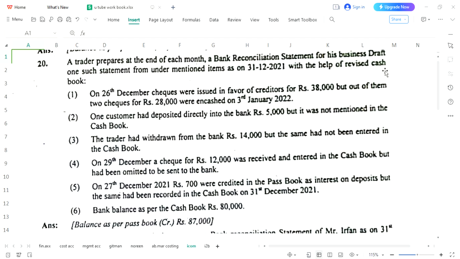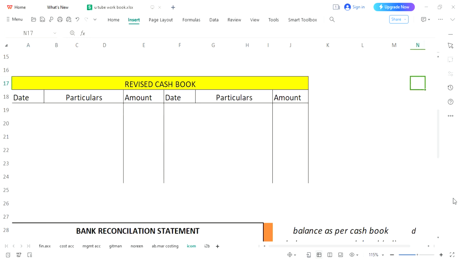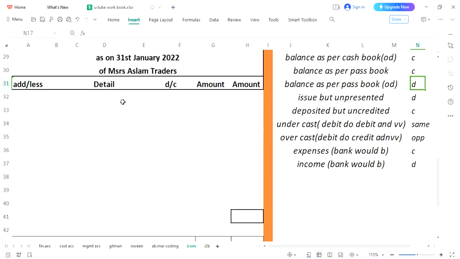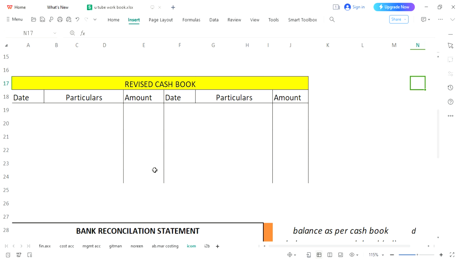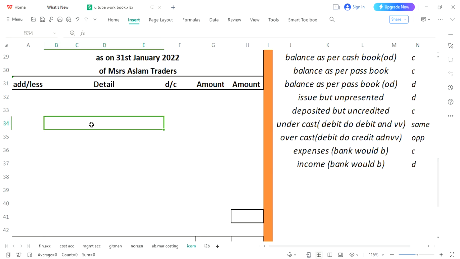And as usual, we have already understood several matters related to BRS, that what we do is divide this question into two parts. This is your revised cash book, which we have already seen in question number 1 to question number 7. Here is the old way to make BRS, bank reconciliation statement, and this is your revised cash book. We have learned that only 4 entries would be over here.